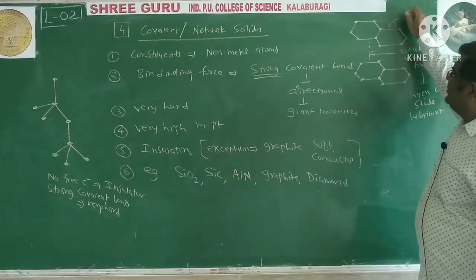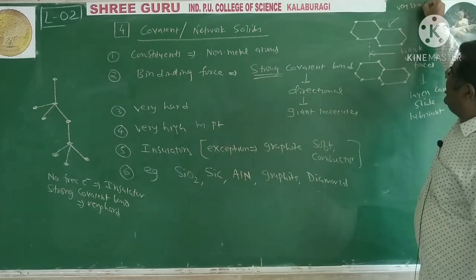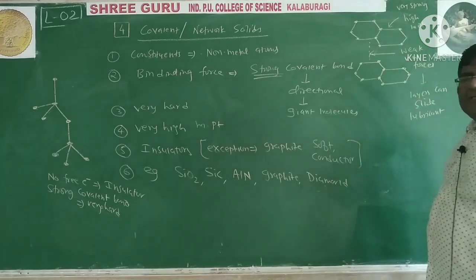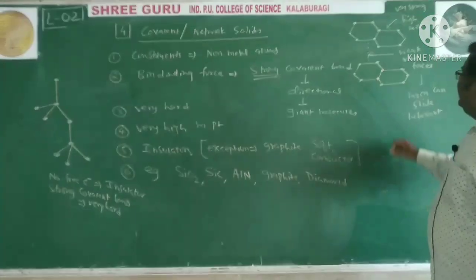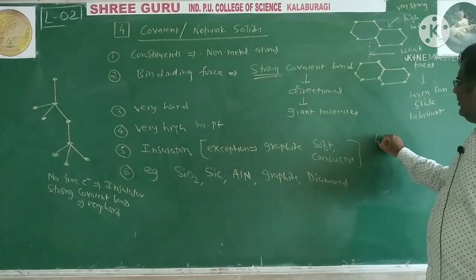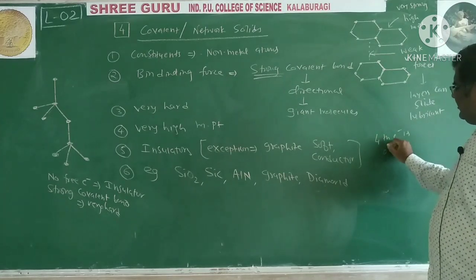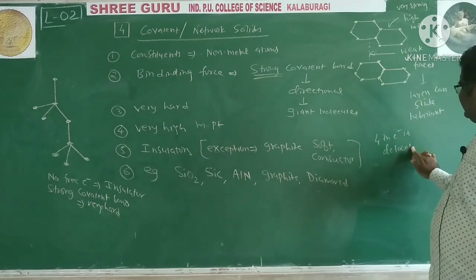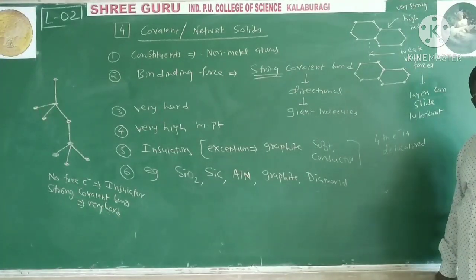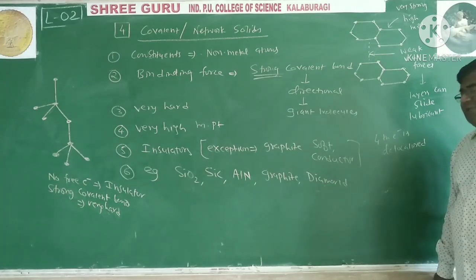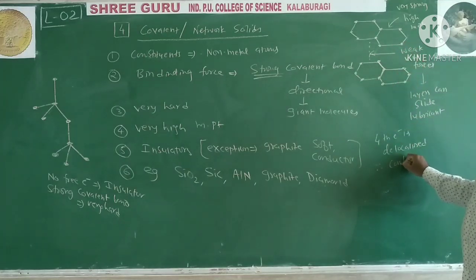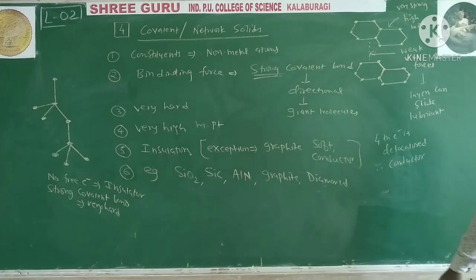This bond is a very strong covalent bond. That's why it has a high melting point. But this carbon forms only 3 covalent bonds. So the fourth electron is delocalized. Carbon has 4 valence electrons. Out of 4, only 3 are utilized. So the fourth electron is delocalized in these layers. That's why it is a conductor of electricity.